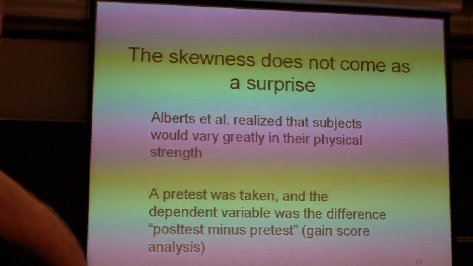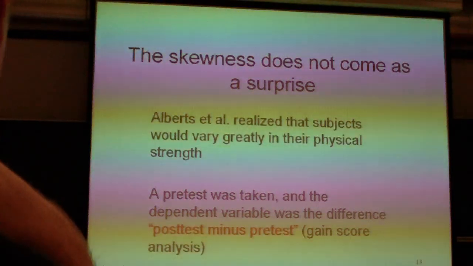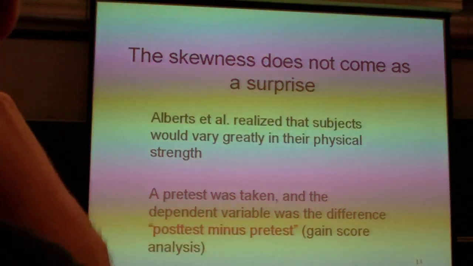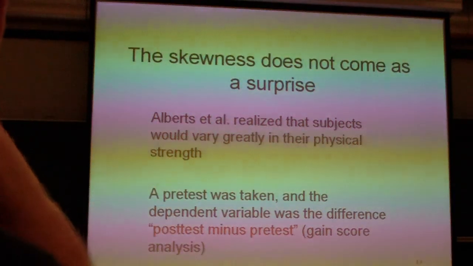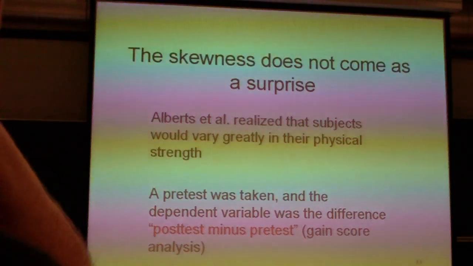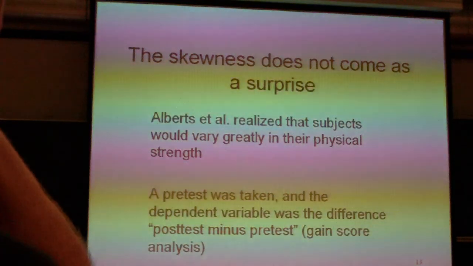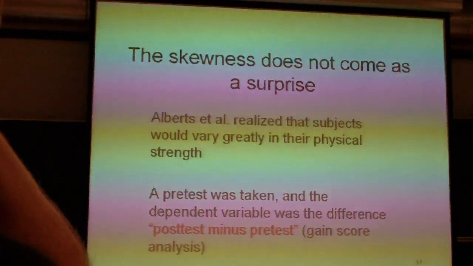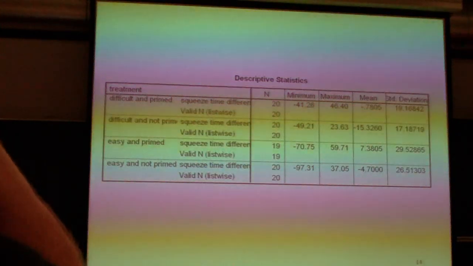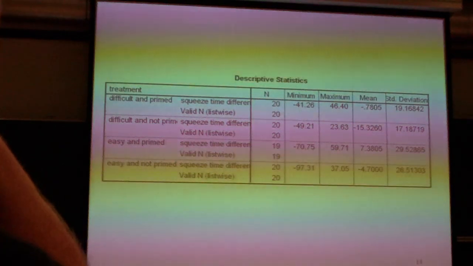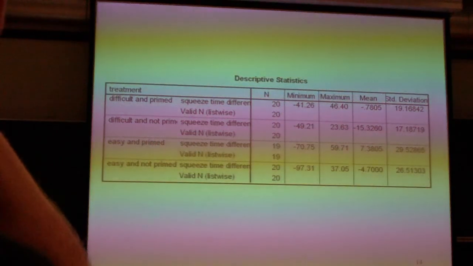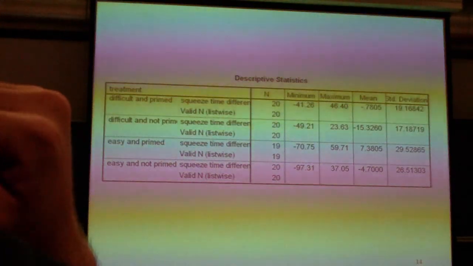Okay, so like I said, the skewness doesn't come as a surprise. And Albert, of course, realized that subjects would vary greatly in their physical strength. And so a pretest was taken, and the dependent variable was the difference post-test minus pretest, or a gain score. And if you look at, here we have a table with descriptive statistics for the 4 different groups, difficult and prime, difficult and not prime, etc.